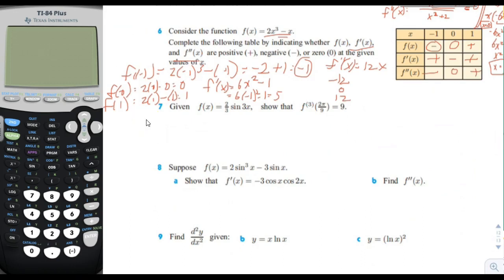Moving on to 7. Given that the function is 2/3 sine of 3x, show that the third derivative of it, substituting x equals 2 pi over 9, equals 9.